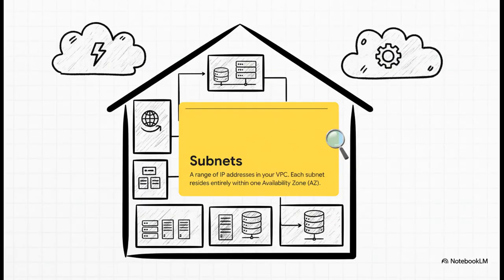Okay, first up, subnets. Don't let the technical name fool you. A subnet is just a smaller chunk of your VPC's IP address range. Think of them as the individual rooms on your property. Each room or subnet exists in one single availability zone, which is great for building resilient applications. You can put your web servers in one room and your databases in a totally different one.